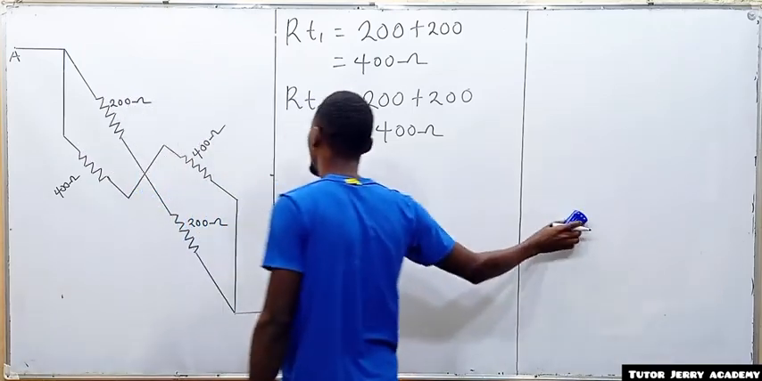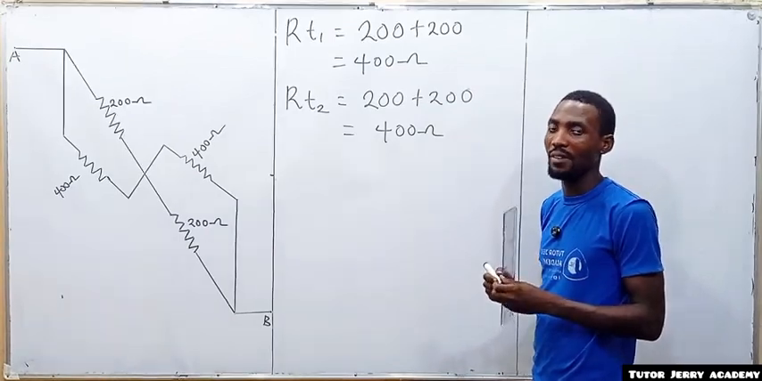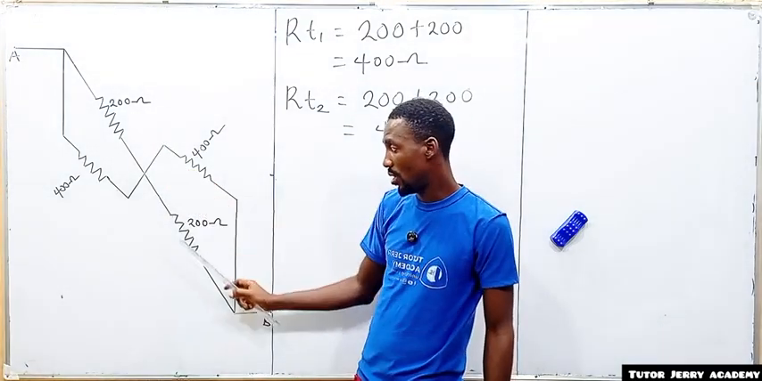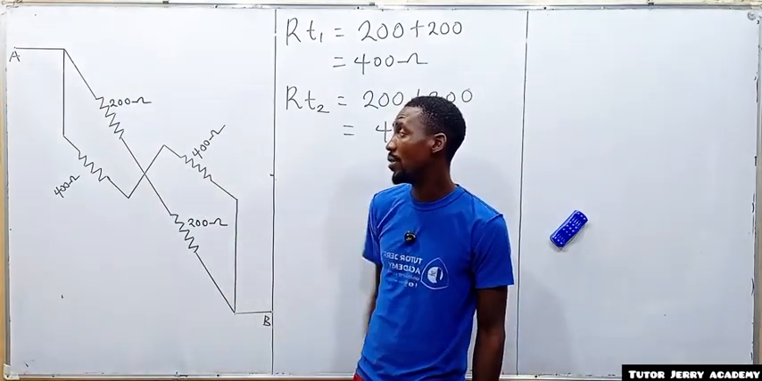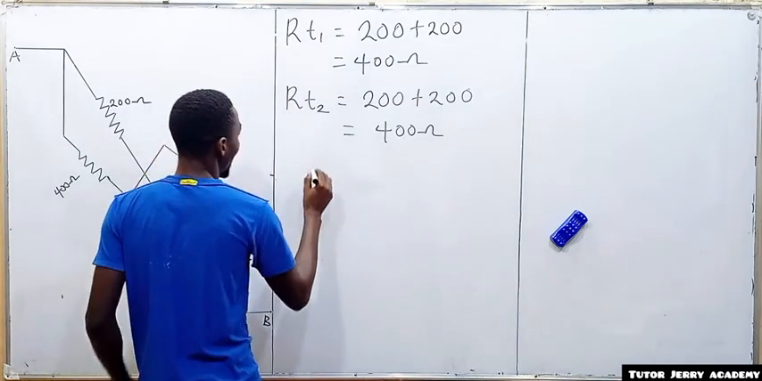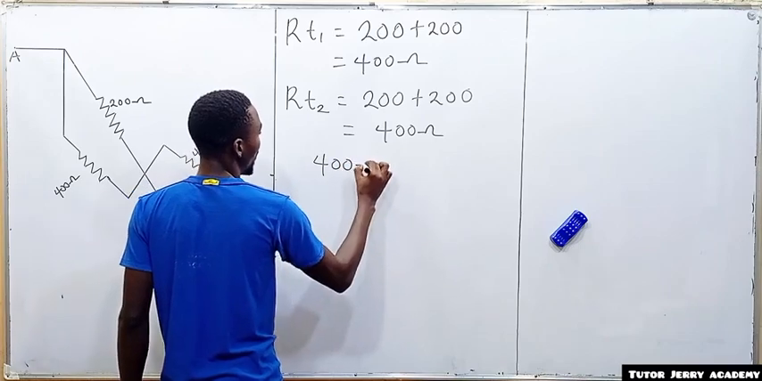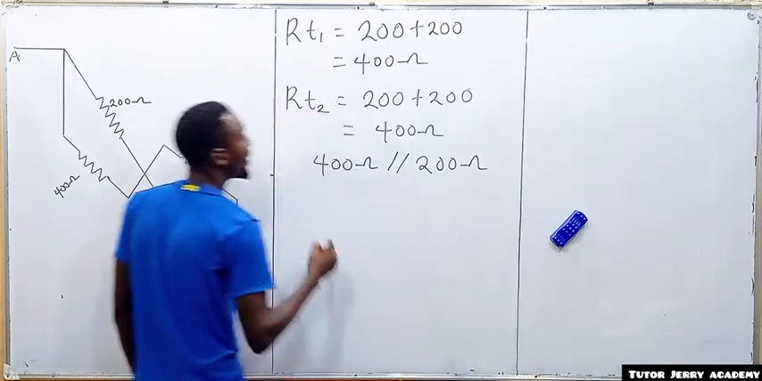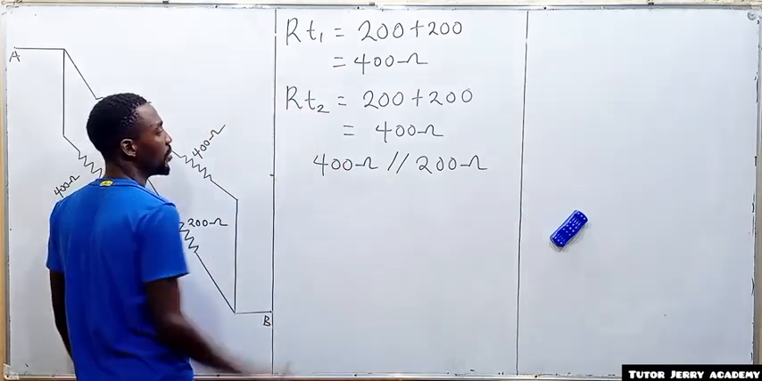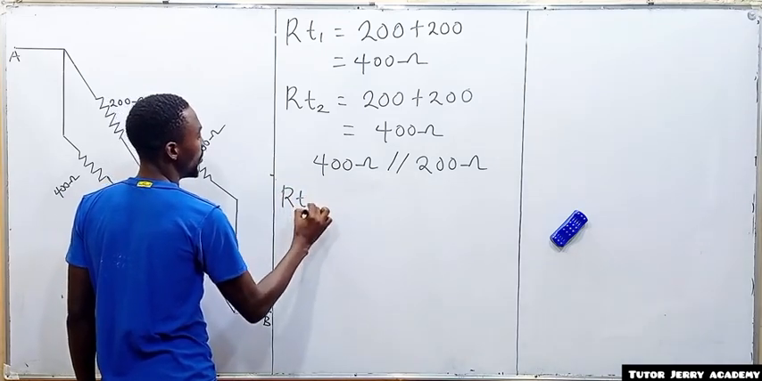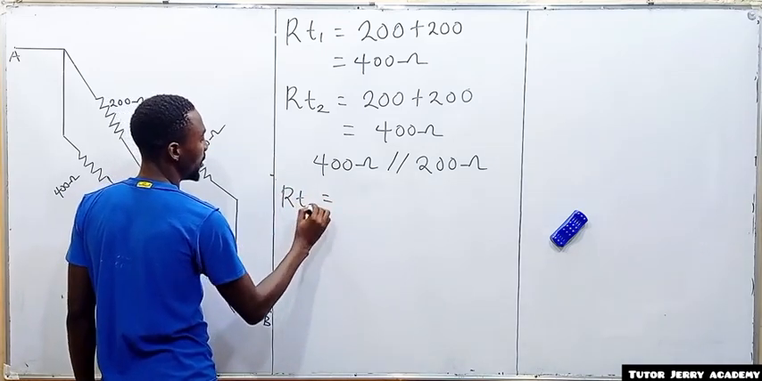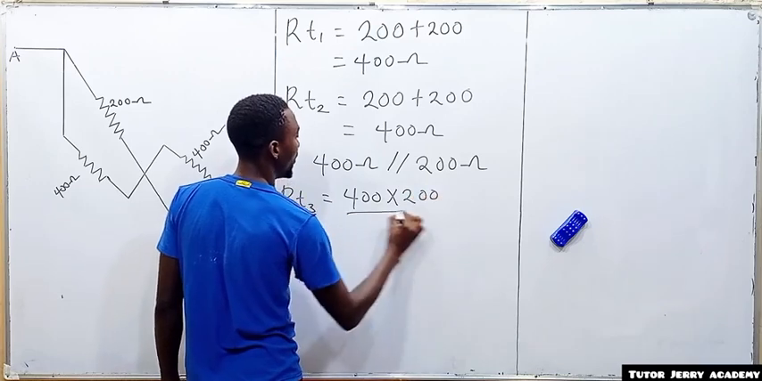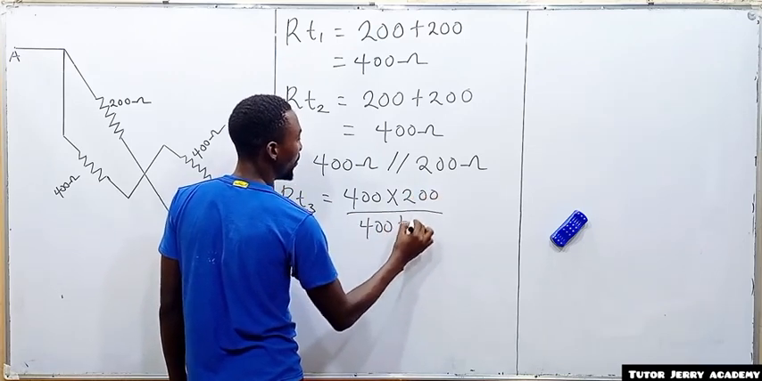If you look at this critically, you are going to observe that this 400 ohms is in parallel with this 200 ohms. This 200 ohms is also in parallel with this. So you are going to observe that 400 ohms is parallel to 200 ohms. We can take the total resistance between these two, this one will be RT3, equal to 400 multiplied by 200 divided by 400 plus 200.